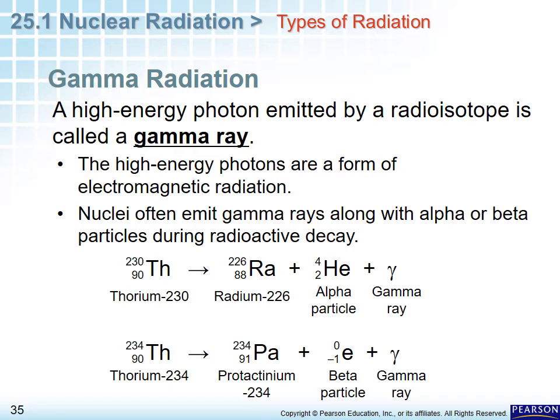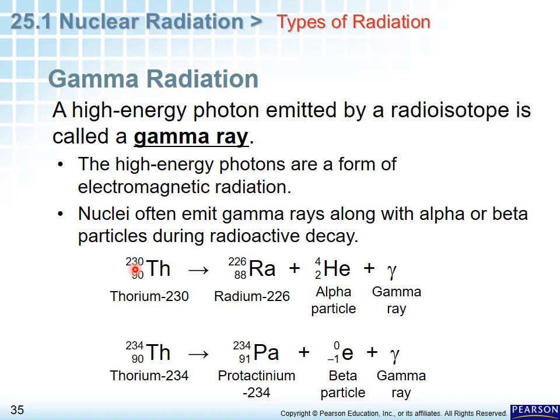Now let's start with gamma rays. A high energy photon emitted by a radioisotope is called gamma rays. A high energy photon is a form of electromagnetic radiation. Nuclei often emit gamma rays along with alpha or beta particles during radioactive decay.